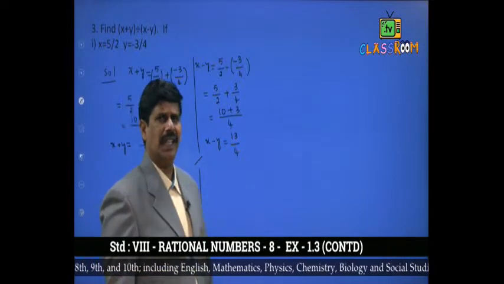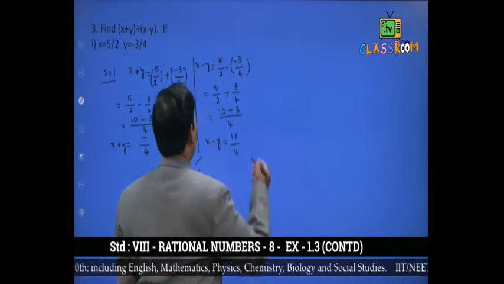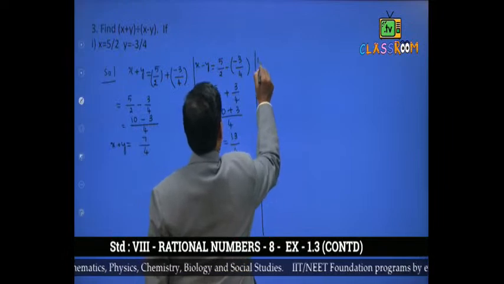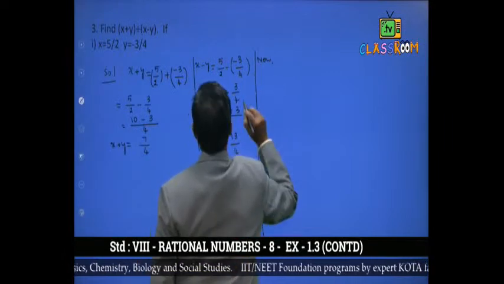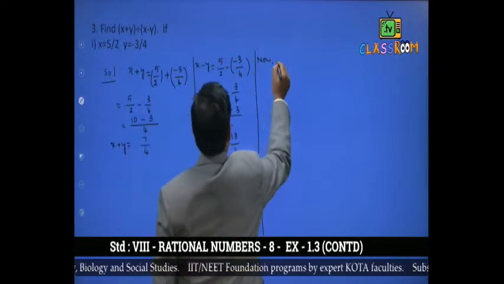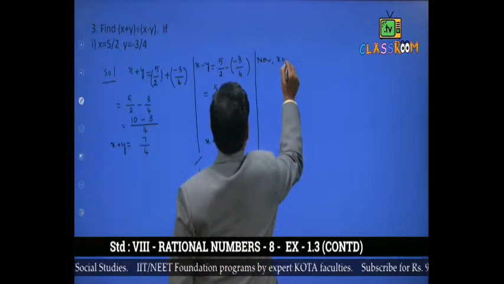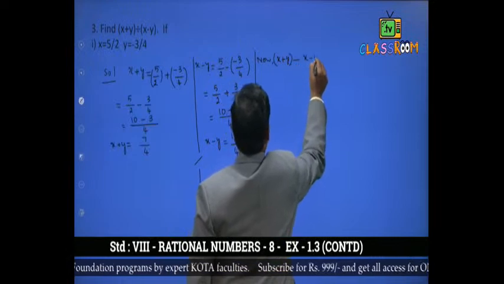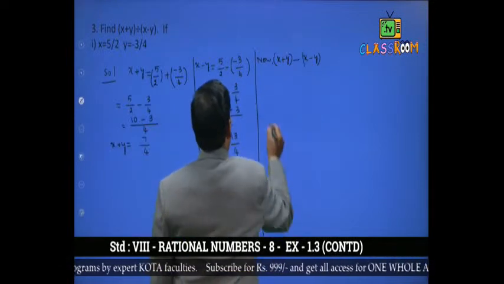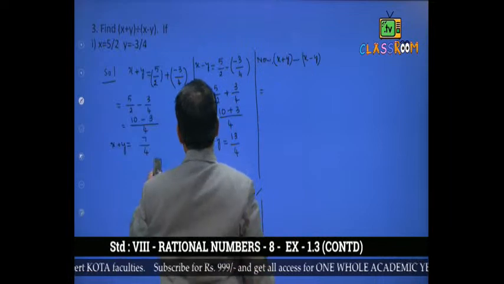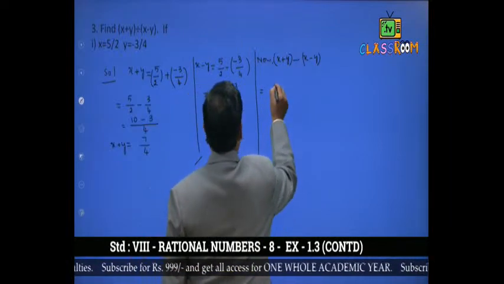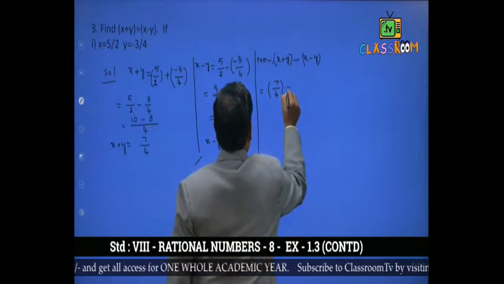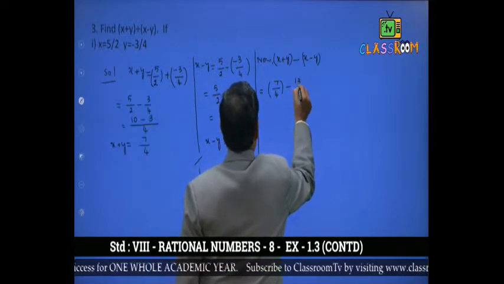So now what is asking us? x plus y divided by x minus y. So we got the value of x plus y as 7 by 4 divided by 13 by 4.